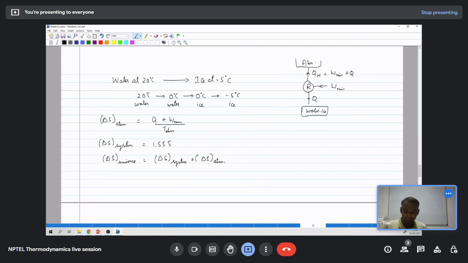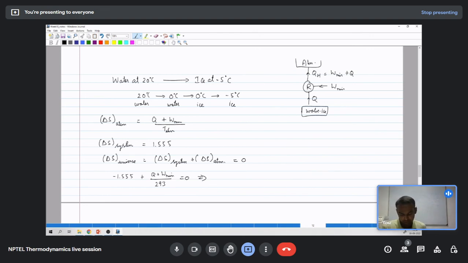So now, for the minimum work to be done, we know that there shouldn't be any entropy increase in the universe, so this becomes 0. For the system, we will be losing heat from the system, so that will be minus 1.555 as a change in entropy, plus delta S of the atmosphere, which is Q plus W min at atmospheric temperature of 293 Kelvin. So this should be equal to 0.